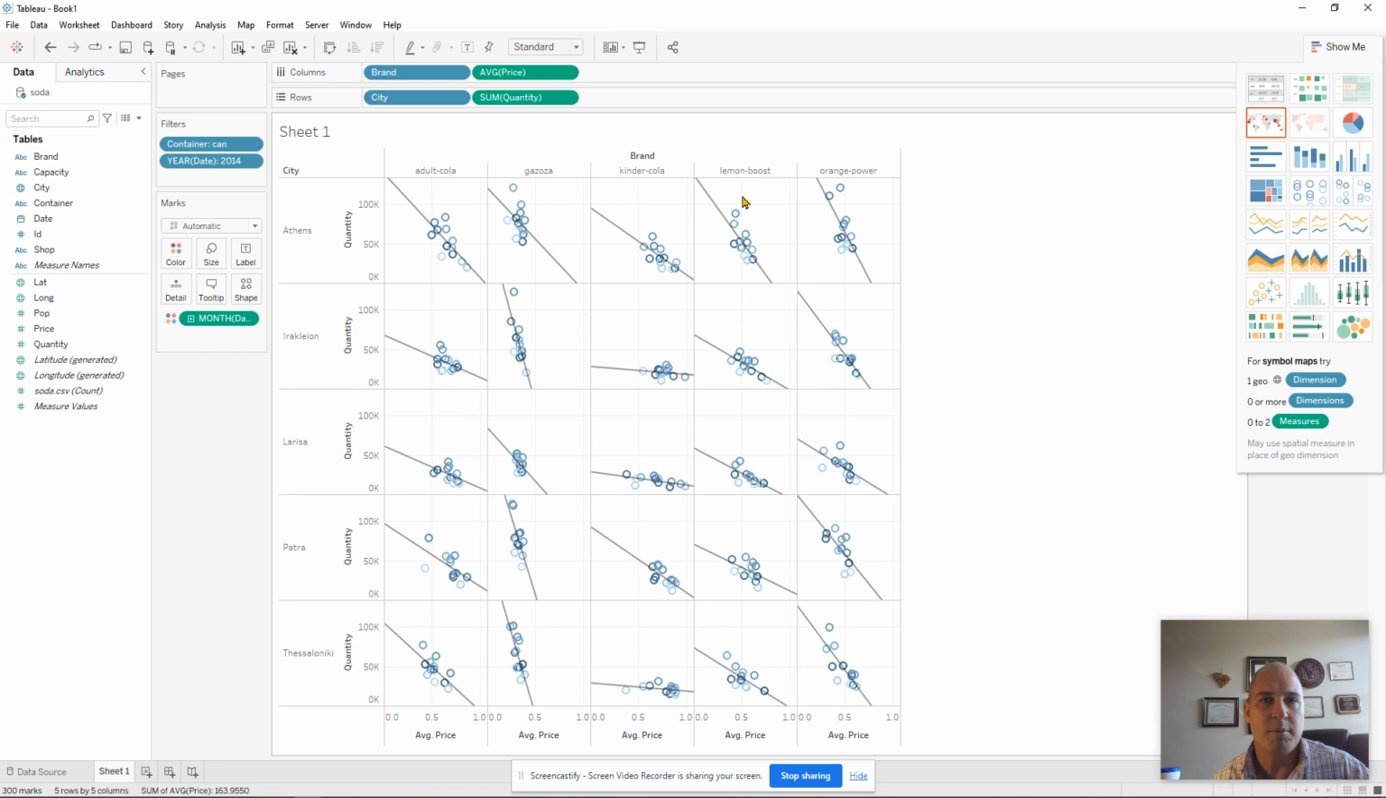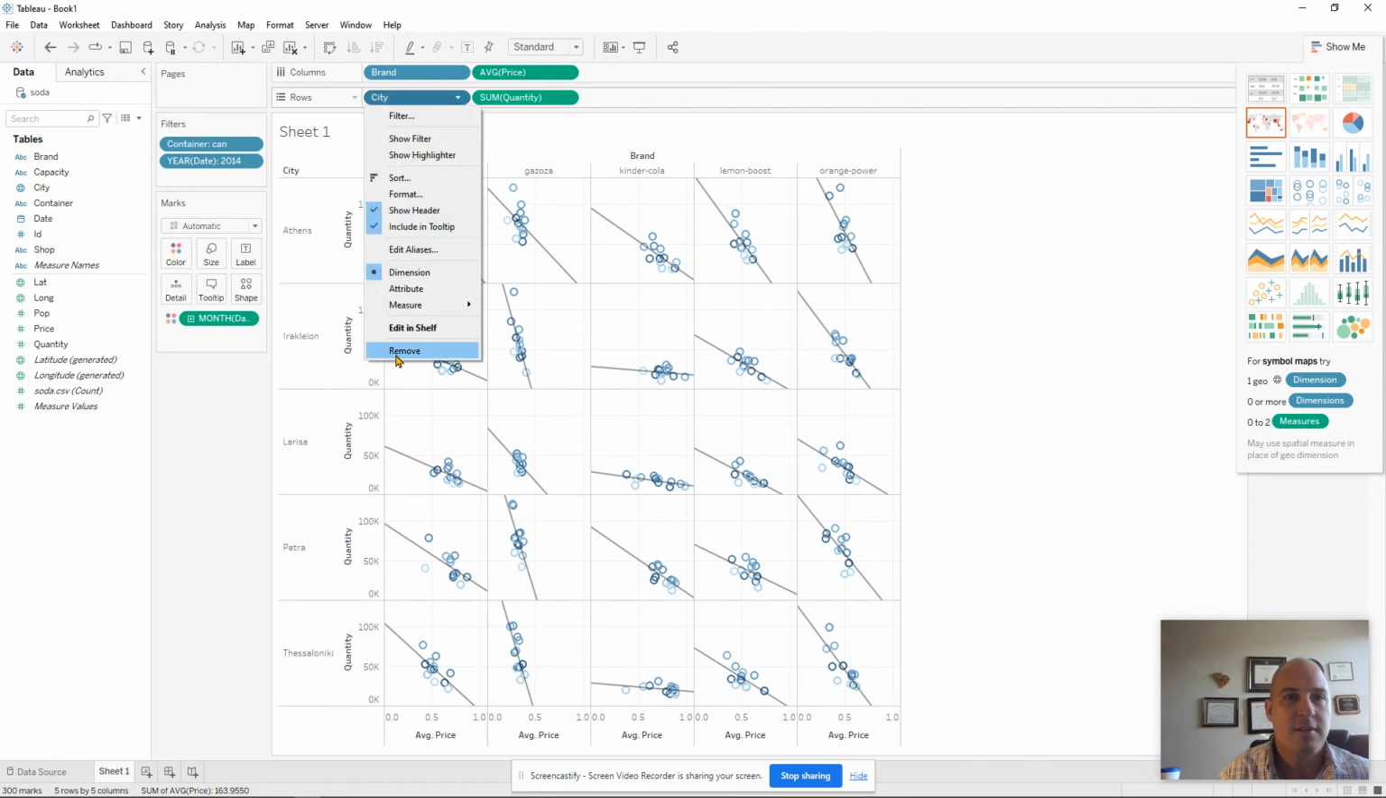So for a given lemon boost, I can see that there is in fact variation. Okay, there is variation in this data set with both price and quantities. I can clearly see that. Another way to do it is to plot it as a time series. So I could do that.